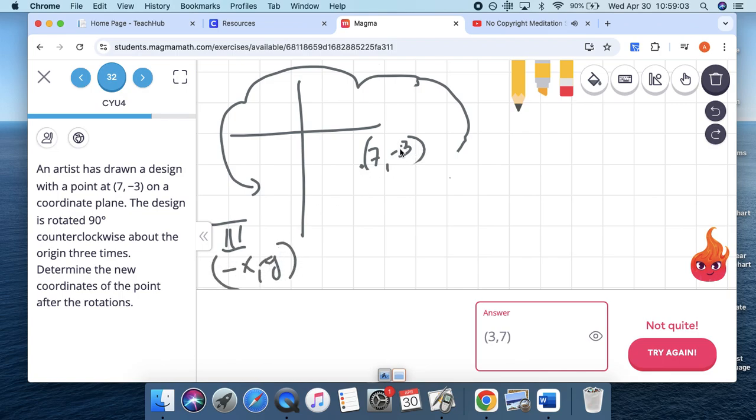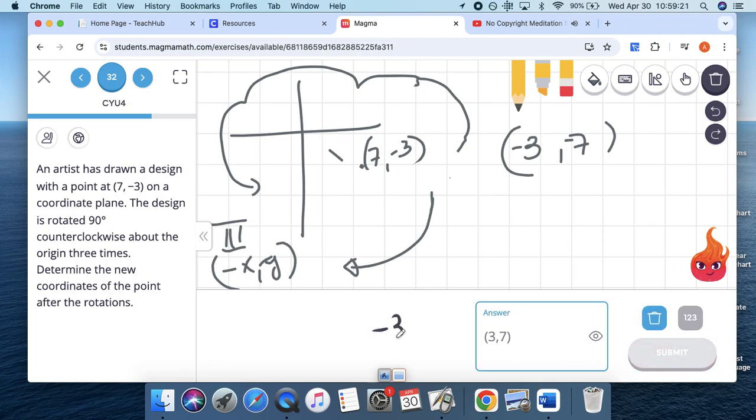And traveling 270 degrees that way is the same thing as rotating clockwise 90 degrees that way. So switch the numbers, it becomes 3 and 7. But in quadrant 3, everybody's negative. So the actual answer is -3, -7.